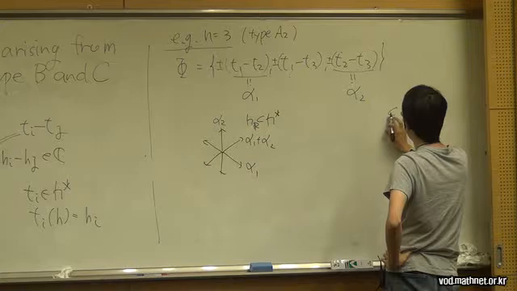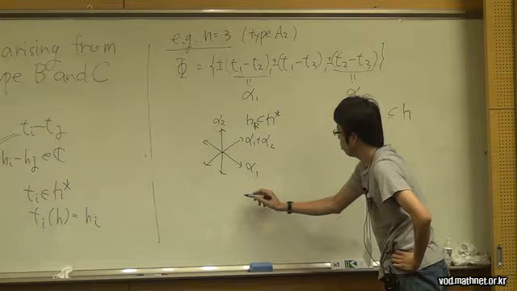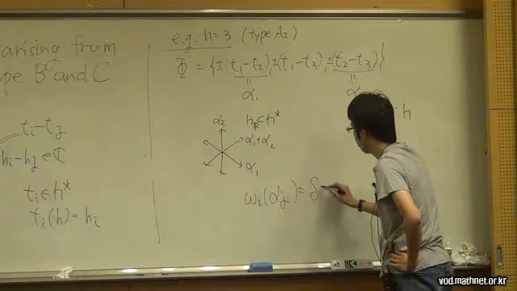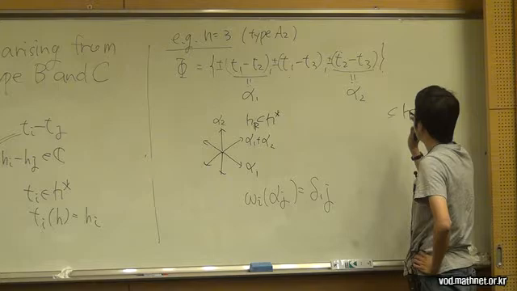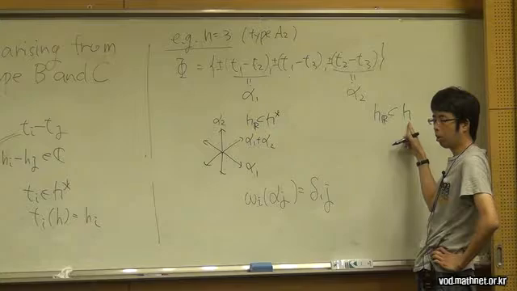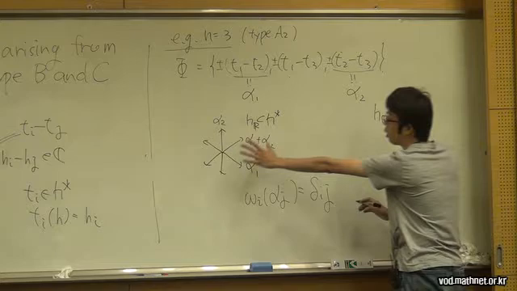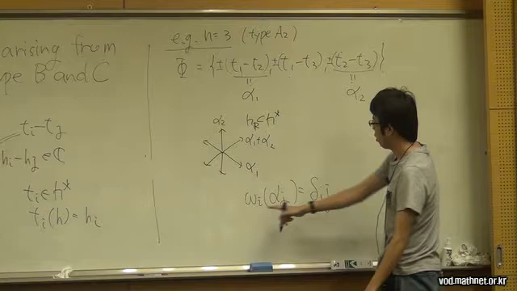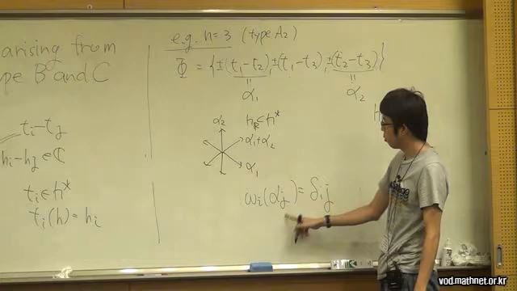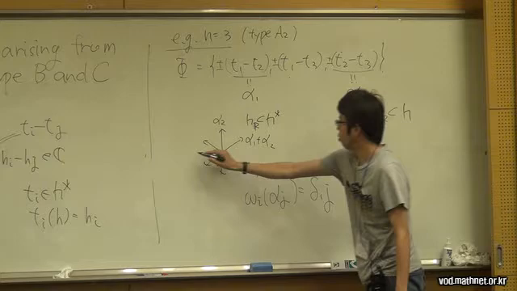We consider the dual basis of alpha 1 and alpha 2, defined by omega i, alpha j equals delta ij, and then omega 1 and omega 2 generate a real linear subspace of this complex linear space. If we identify this and that by the standard inner product, we can draw a picture. Alpha 1 is perpendicular to alpha 2, because of this condition. So omega 1 is perpendicular to alpha 2, so omega 1 should be in this direction.